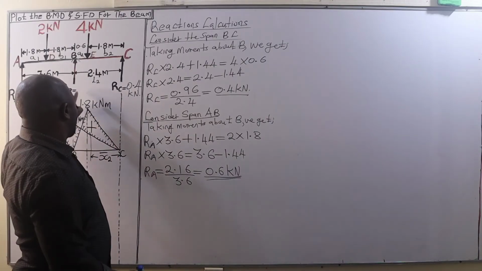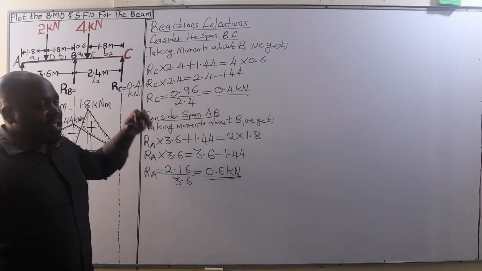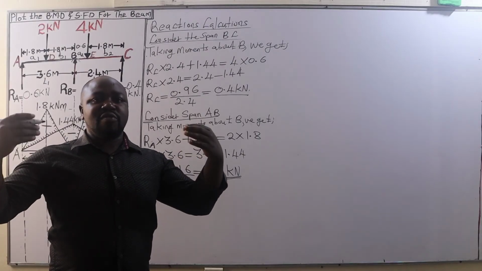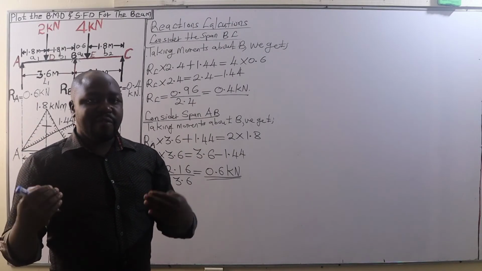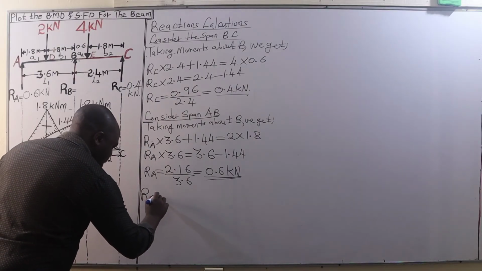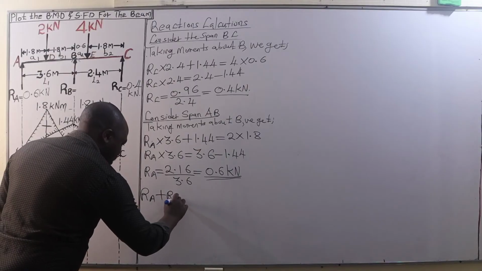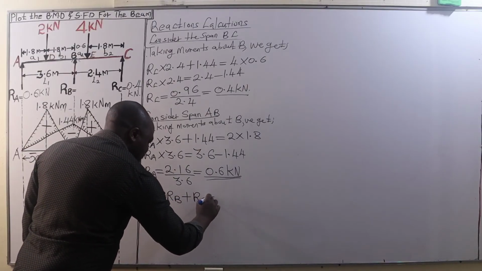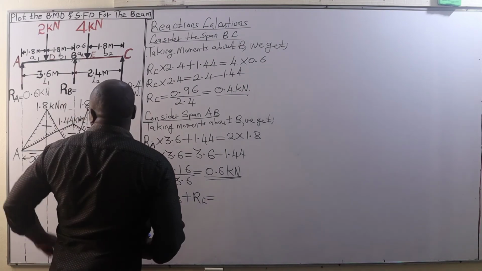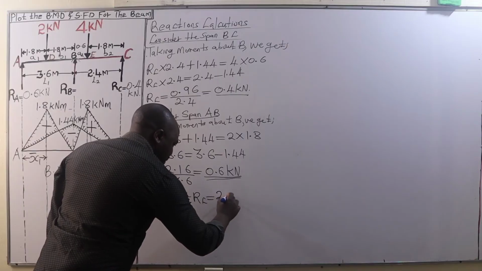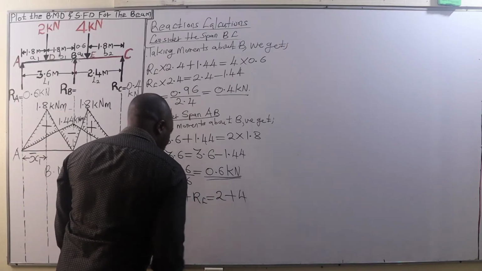From there, we need the reaction at B, and for this one we are going to use this. The sum of all the upward forces must be equal to the sum of all the downward acting forces, and therefore we have the reaction at A plus the reaction at B plus the reaction at C equal to the downward acting forces. We have 2 kilonewtons as well as 4 kilonewtons. Therefore, it equals 2 plus 4.